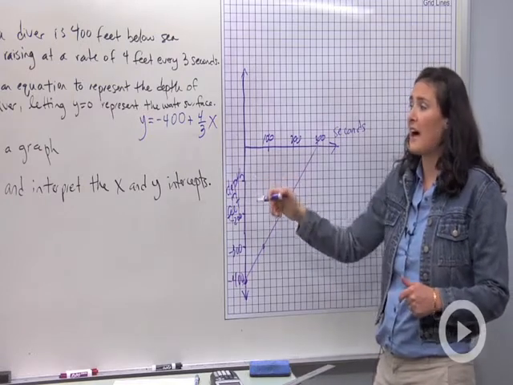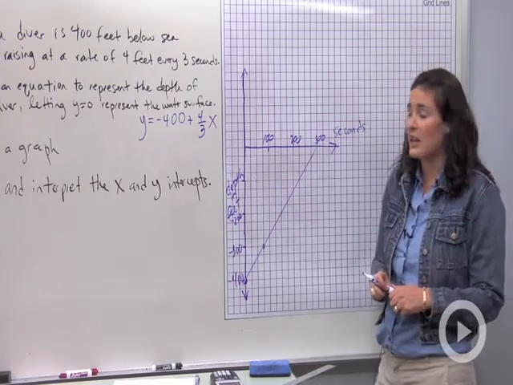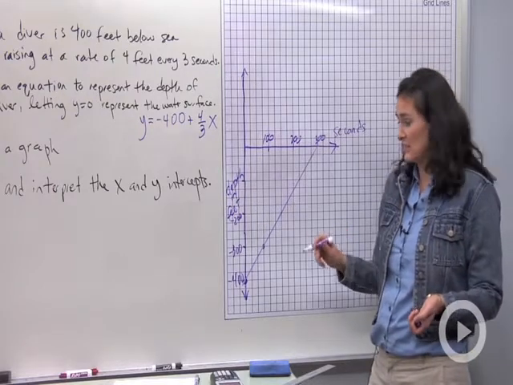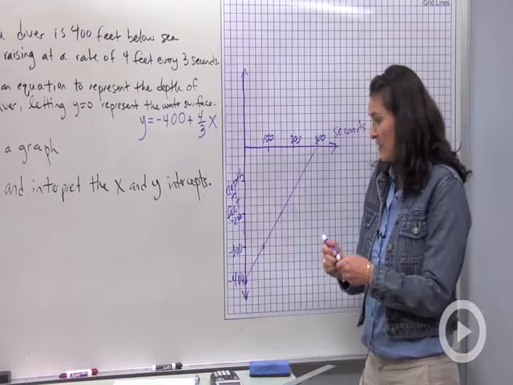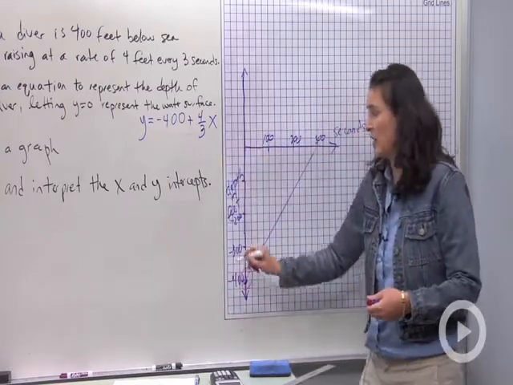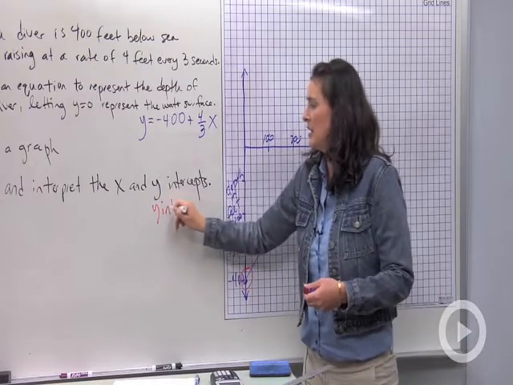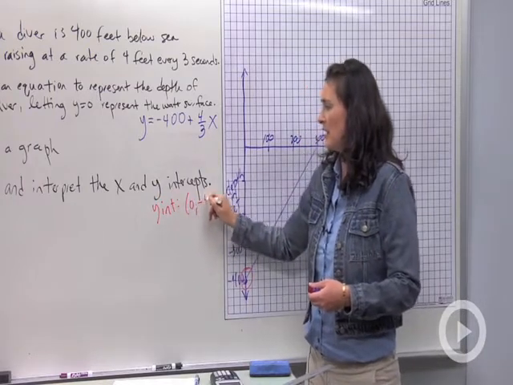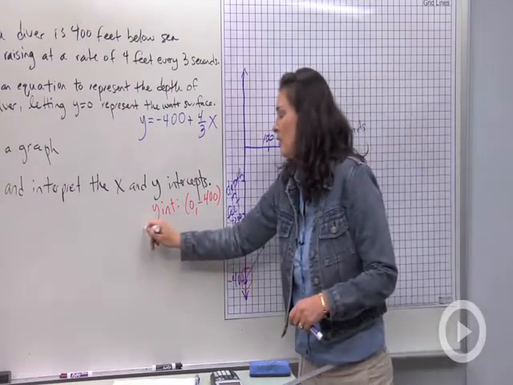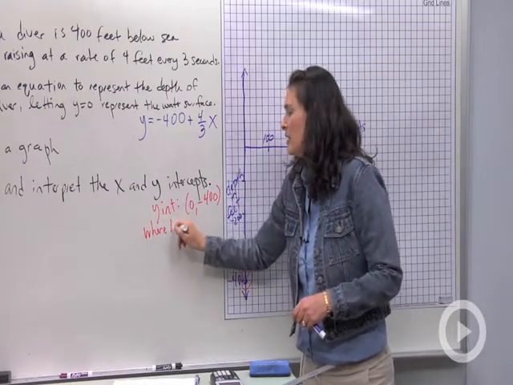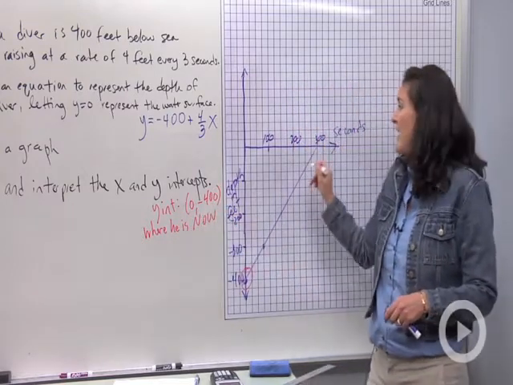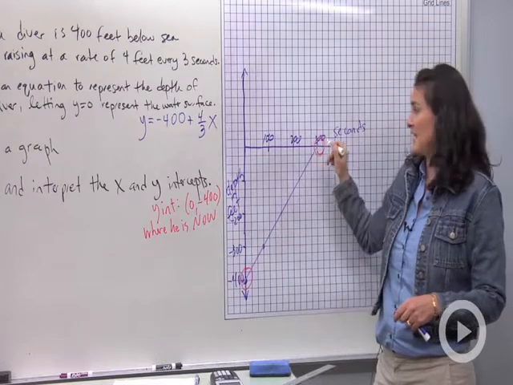Part C says find and interpret the x and y intercepts. Okay, well you know the y-intercept is where the graph crosses the y-axis. There it is right there. Let me mark it in a different color. This is my y-intercept right here. My y-intercept is (0, negative 400). That's where the diver is right now.